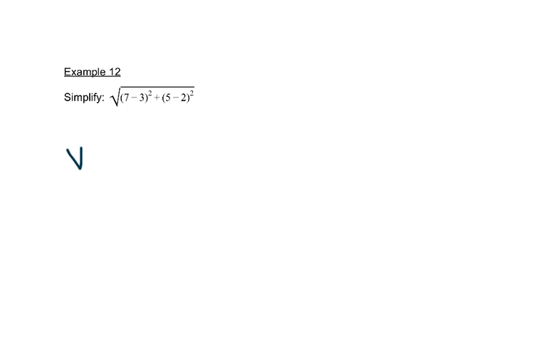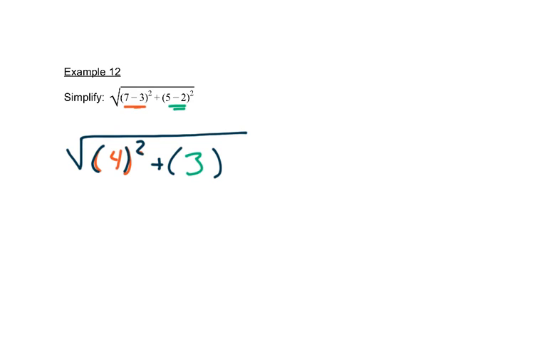This is another formula. This is the distance formula, actually. And again, we're going to start with what's inside. So we want to do what's inside these parentheses first. So we'll do 7 minus 3, which is 4. And we'll keep the parentheses around it and the squared there. And then we want to do what's inside these parentheses. 5 minus 2 is 3 and a squared.